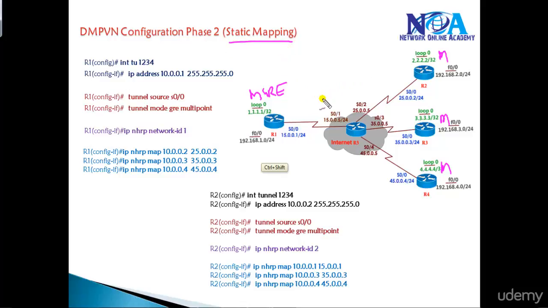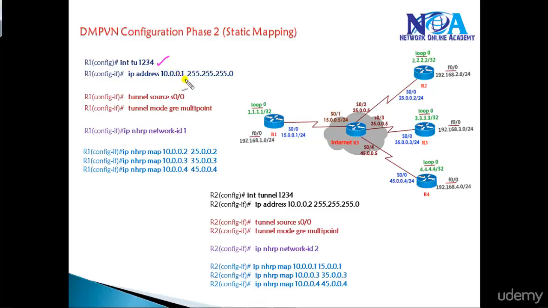So we'll configure multi-point GRE tunnels, which allow you to have virtual point-to-multipoint tunnels from router 1 to routers 2, 3, and 4, and tunnels can also be established between spoke to spoke. Now the configuration is almost similar to what we did in phase 1, but there are some slight changes. On the hub it's going to be the same configuration.